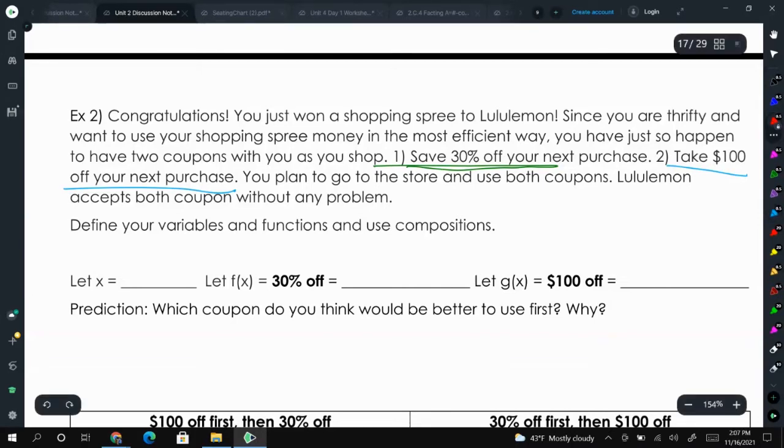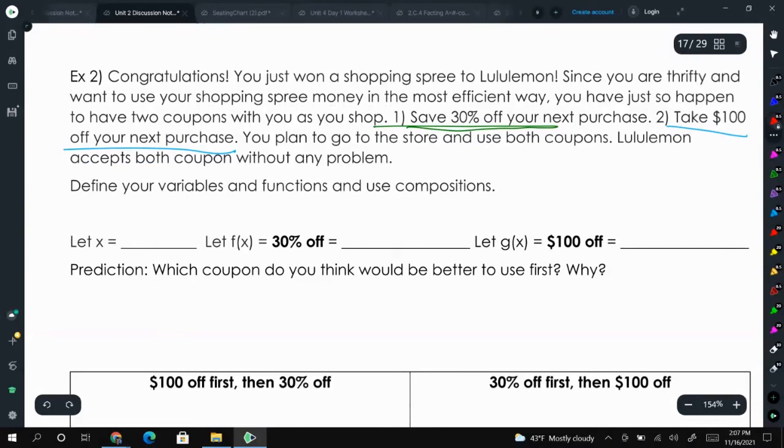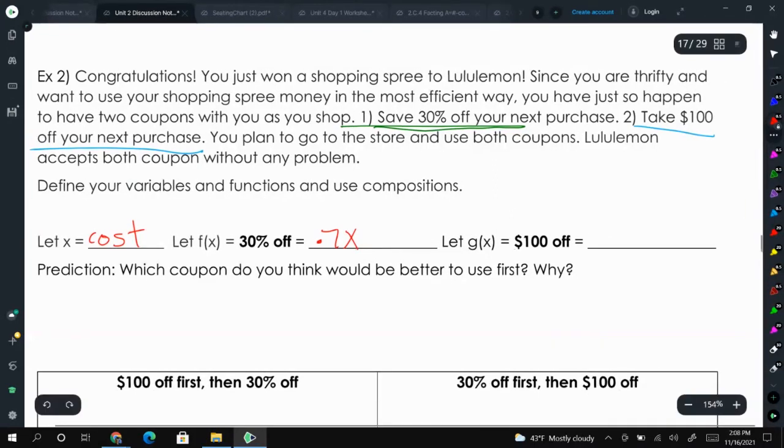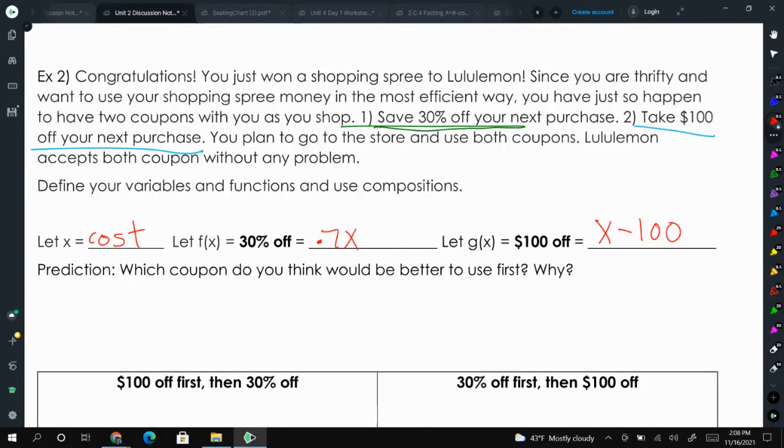So let x be the cost of the item. And so that means 30% off means you're paying 70% of the price. So that's going to be 0.7x. So whatever the cost of the item is, we're only paying 70% of it since we're getting 30% off. Now, if I get $100 off, my equation is going to be x minus 100. Because if the item costs $200 and I get $100 off, or $300 and I get $100 off, it'll be $200.